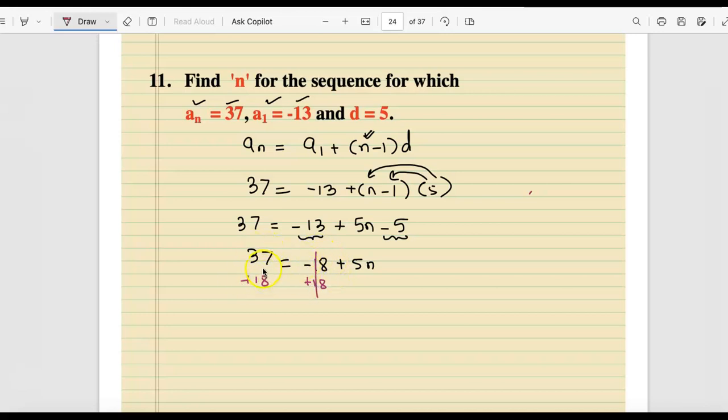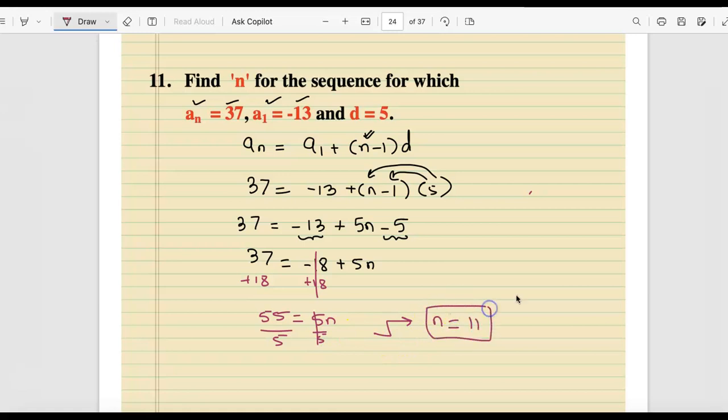So this will give me what? 37 plus 18 is 55, which is equal to 5n, and I will divide by 5. So what is the value of n? My n is what? 11.